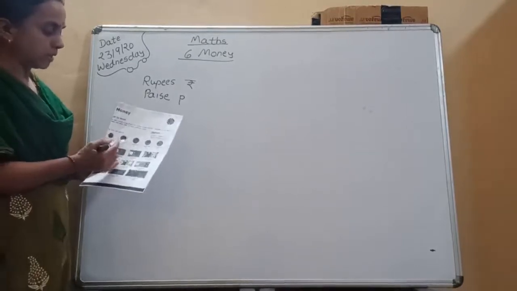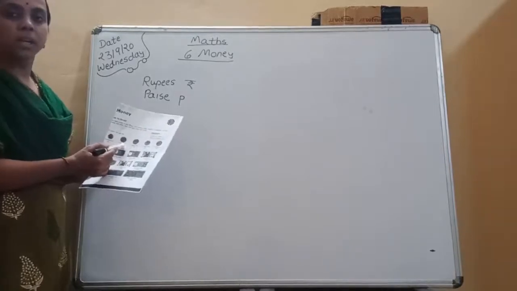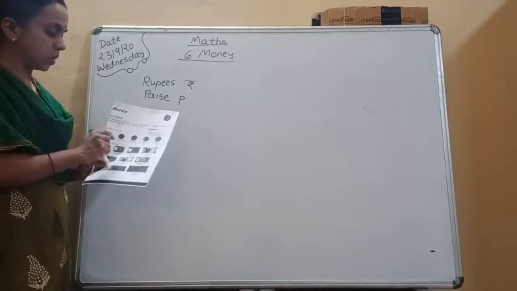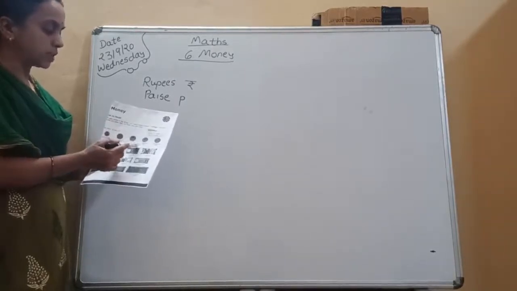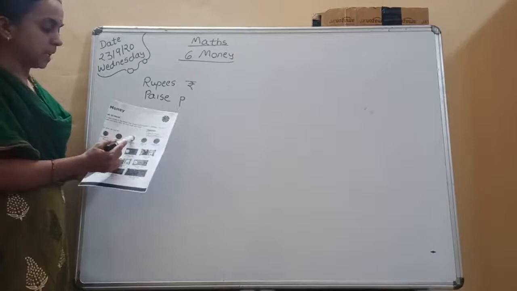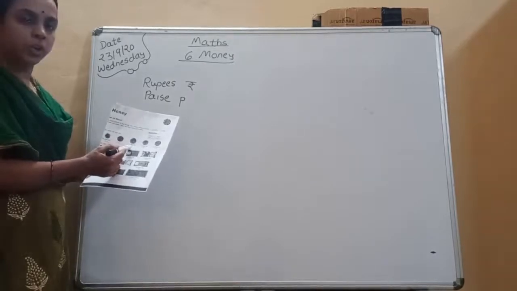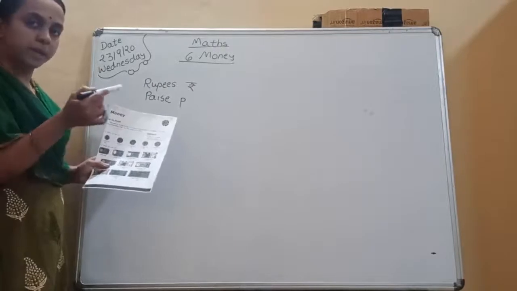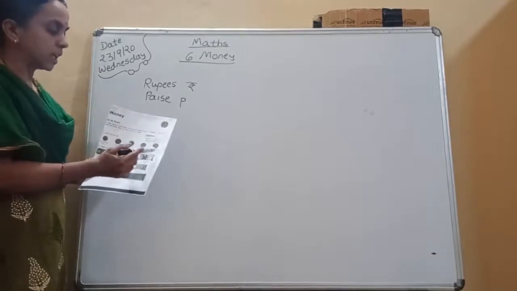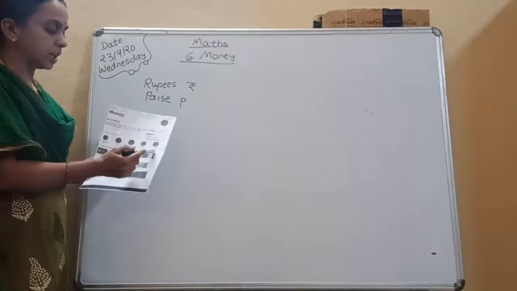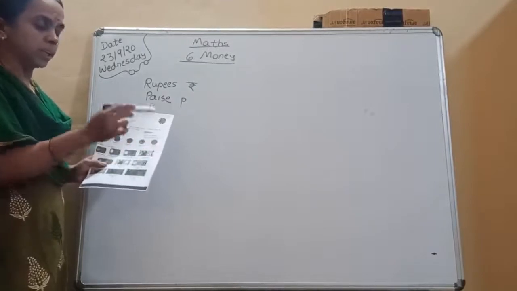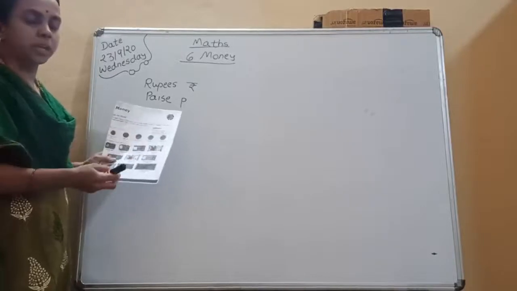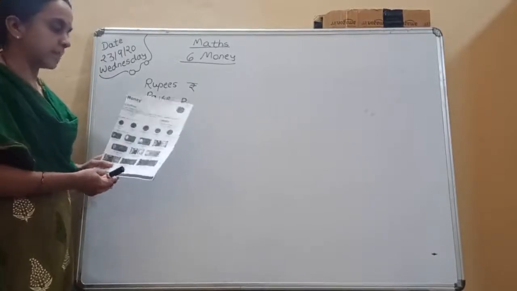Now the second one is the 1 rupee coin. The 1 rupee coin, you know very well. We can see 1 on that coin. Then the 2 rupees coin. What do we see? We see this 2 on that coin. Then the 5 rupees coin. We see that number 5 on that coin. And then the 10 rupees coin. What do we see on that coin? The number 10. So these are the coins we are using in day-to-day life.